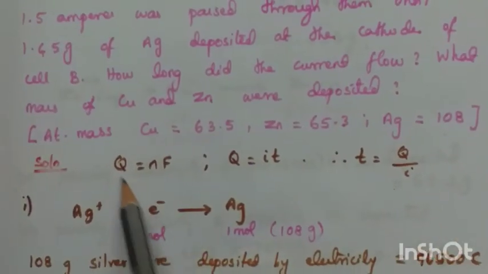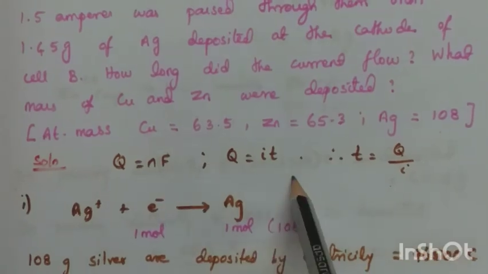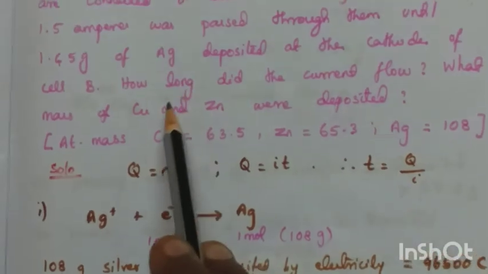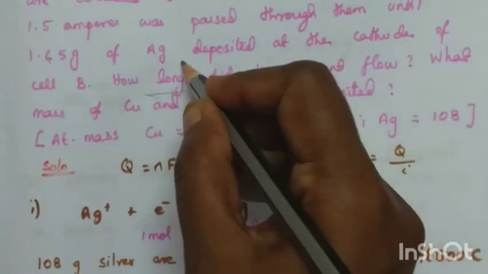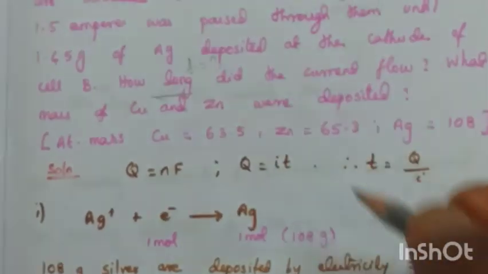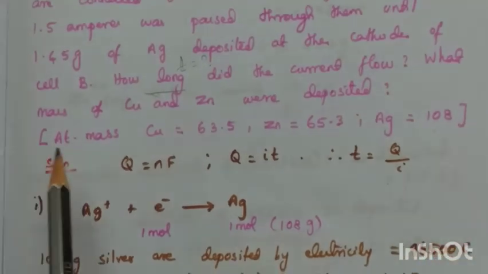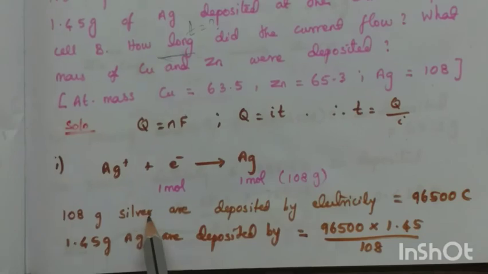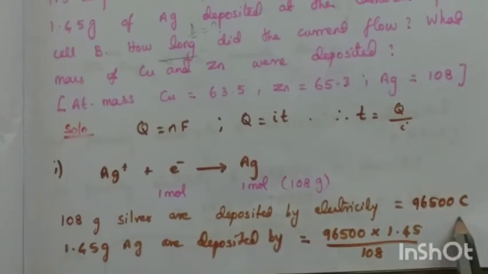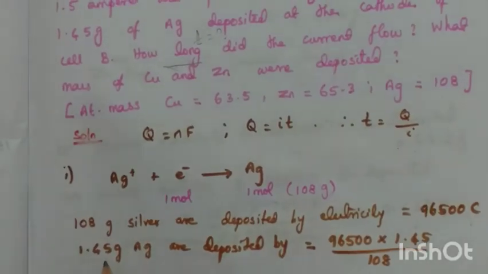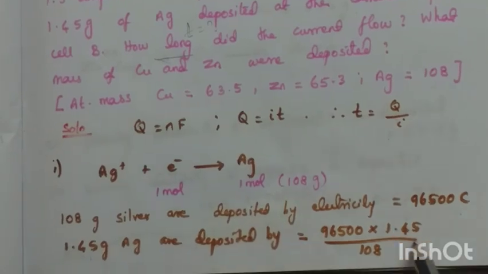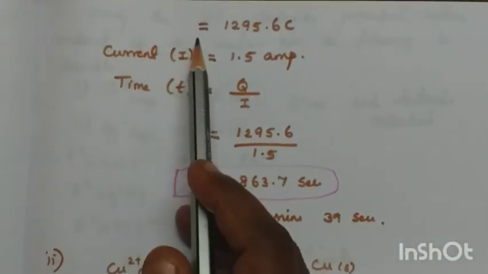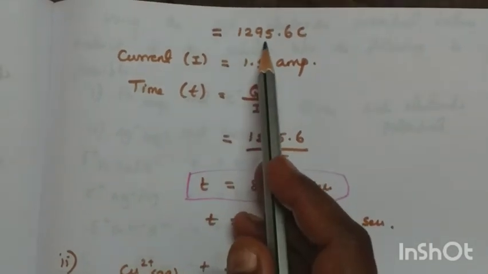We know the formula Q is equal to N into F, and Q is equal to I into T, so T is equal to Q by I. So we have to calculate the time and then the mass. Ag plus: 1 mole is 108 gram. 108 gram of silver is deposited by this many coulombs, which means 1.45 gram will be deposited by this much. That is equal to the value we obtained.